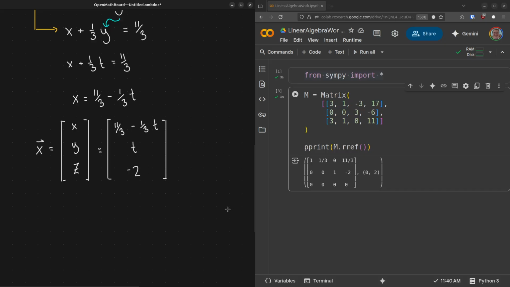Okay? And what I'm going to do is I'm just going to break this into pieces. I'm going to break it into a vector without t and a vector with only the terms in each component with t. So let's do without t first. For the first component, the term without t is 11/3. Second component, I don't have a term without t, so 0. Last component, -2.